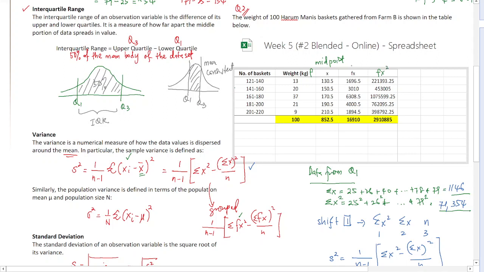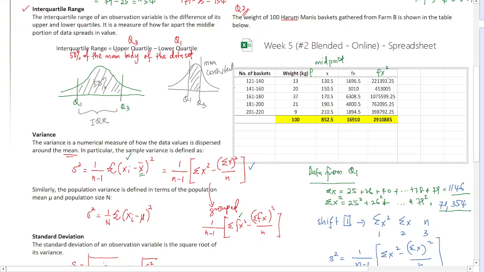So bear in mind here, the fx square is actually, the square is only for the x. Only x is squared, not the whole thing. Some students will calculate this one using this thing. So they will take 1696.5 and square it. That is wrong. Okay. The correct way is to multiply 13 with 130.5 squared.